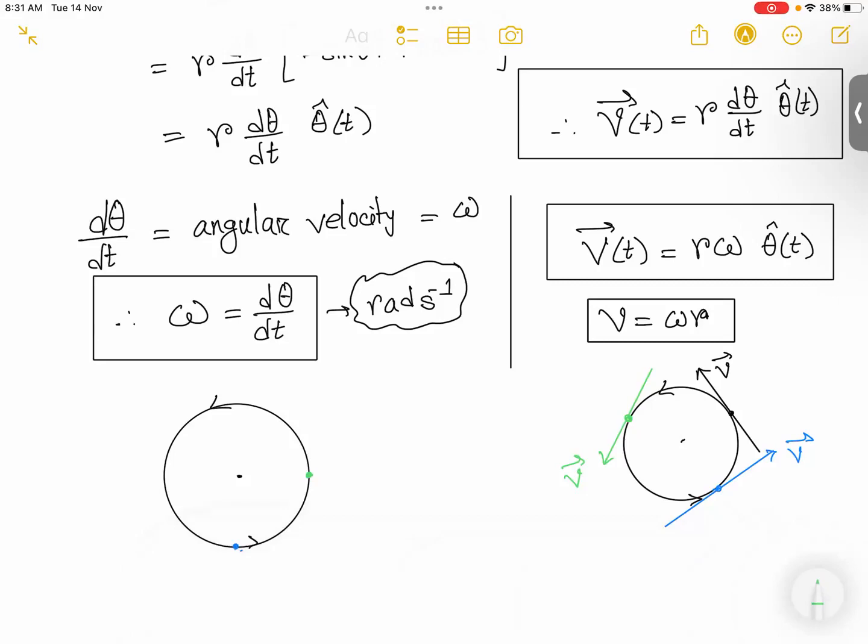Because at this point it had an instantaneous velocity in this direction, right?